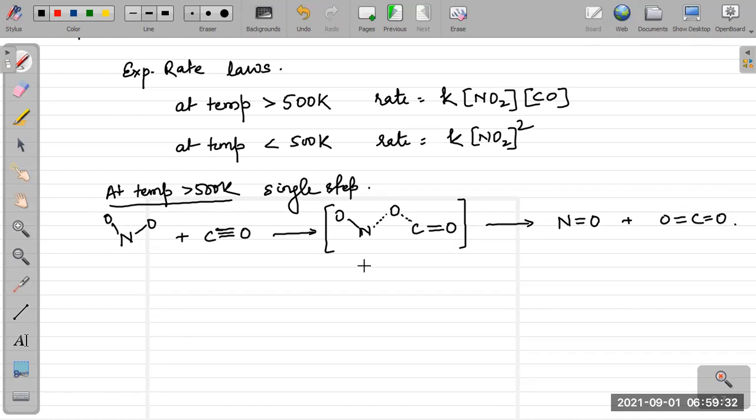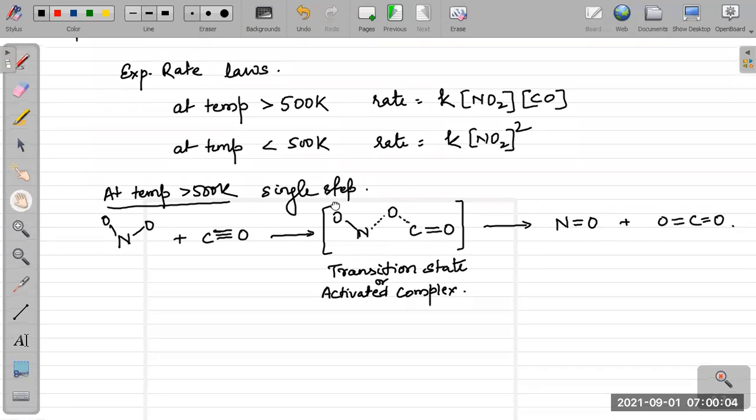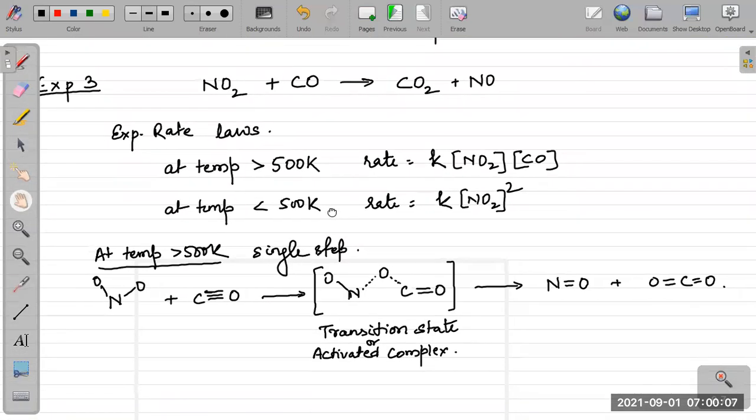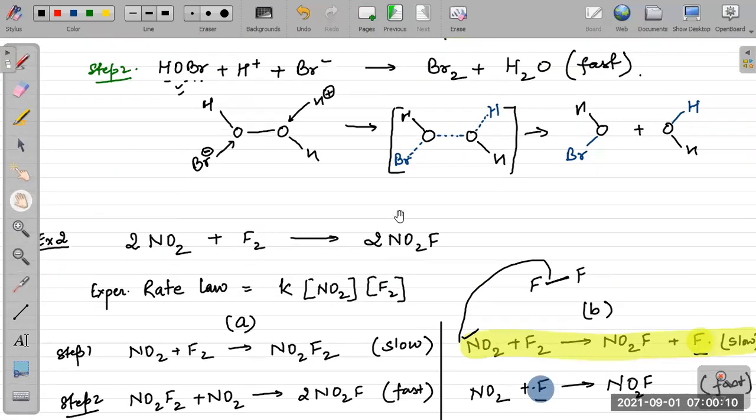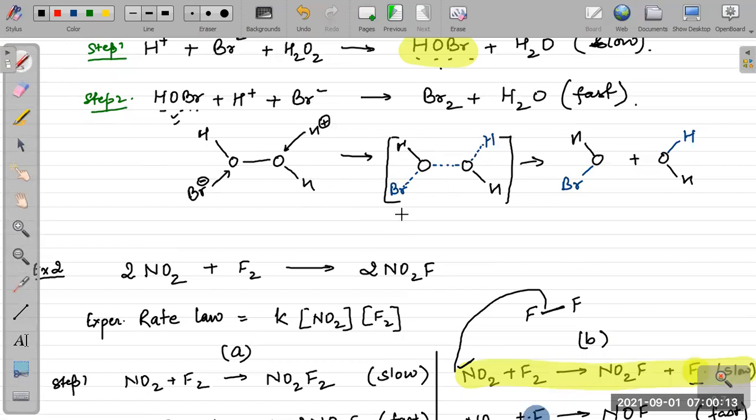Okay. This is called transition state. Transition state for activated components. ठीक है. और furthermore, यहाँ पर भी ये last reaction होगा, इसमें ये वाला portion होगा. This was a transition state, short lived.